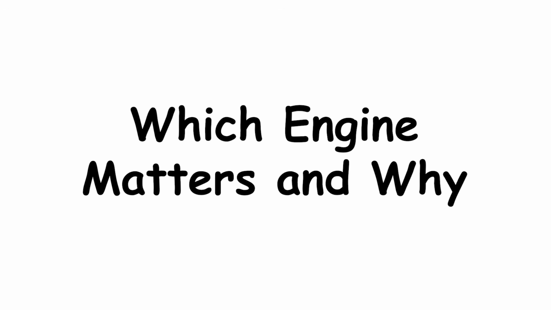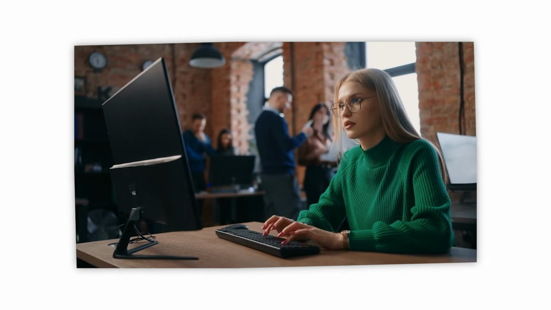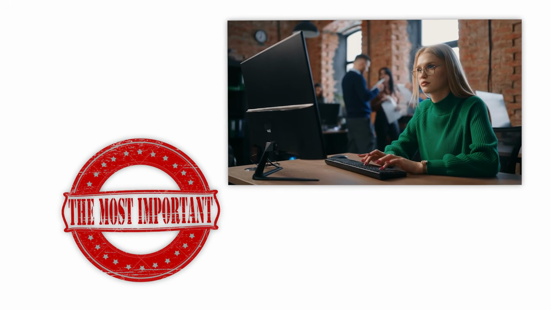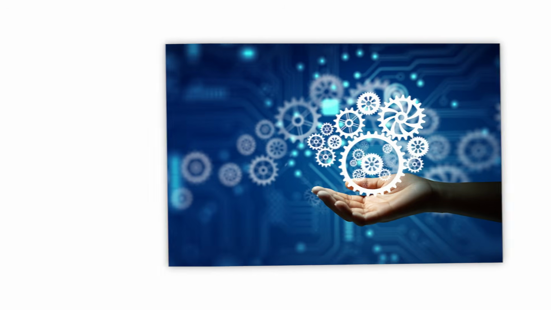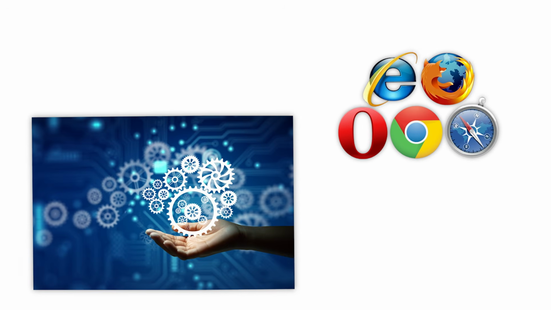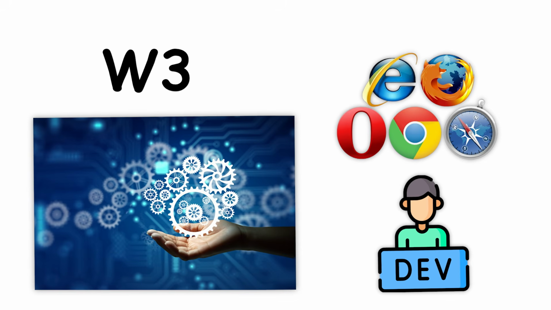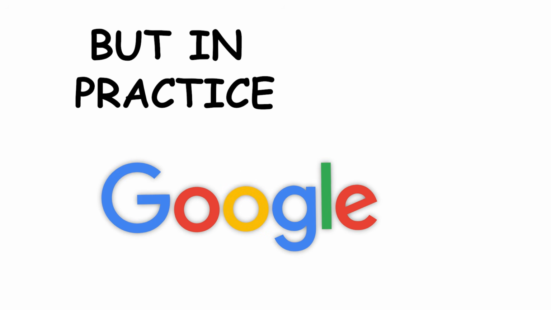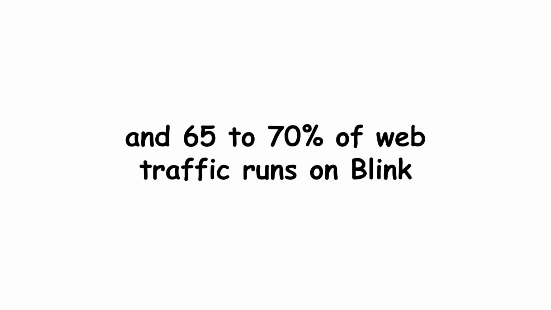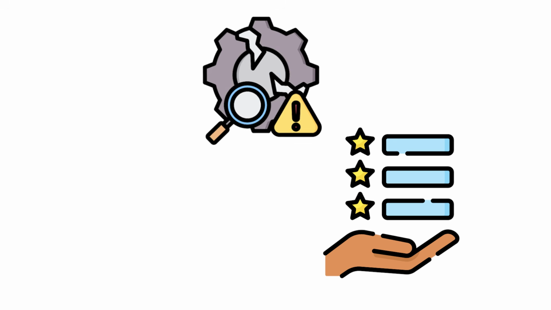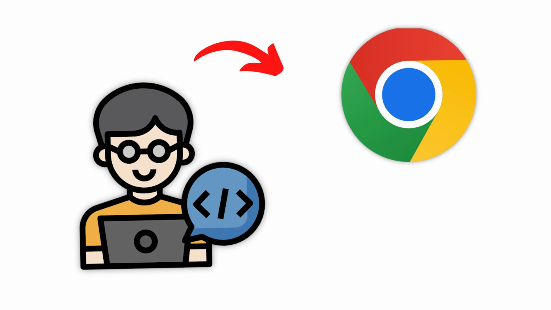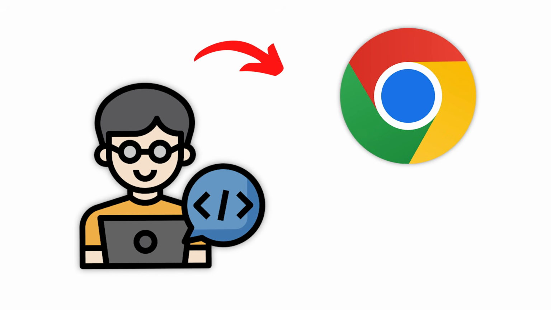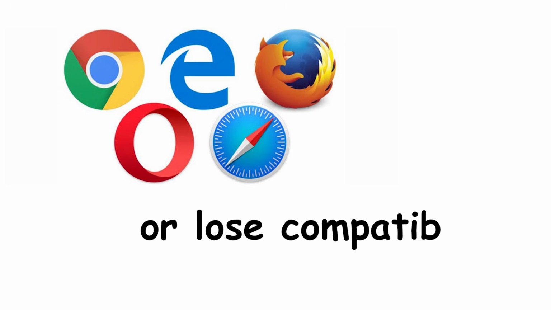Which engine matters and why? This is the part that most people skip, but it is arguably the most important. Web standards, the rules that determine how websites are built, are developed through a process that involves browser vendors, developers, and standards bodies like the W3C. But in practice, if Google implements a feature in Blink and 65 to 70% of web traffic runs on Blink, that feature becomes the de facto standard, whether the W3C approves it or not. Developers build for Chrome first, because that is where the users are. Other browsers follow or lose compatibility.